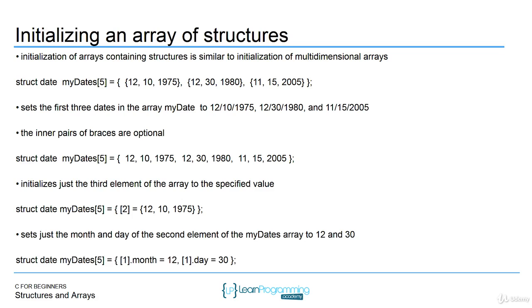So you can specify exactly what element you want to initialize as well. If you want to just set the month and the day of the second element of the myDates array to 12 and 30, you can do something very similar. You just do a comma to separate each attribute. You don't want to actually set the year, so you wouldn't use those curly braces. You could say dot month equals 12, sub 1 dot day equals 30. And again, this syntax looks very similar to initializing struct variables elsewhere. The only difference here is because it's an array, you have to specify the index of the array. But similar syntax.